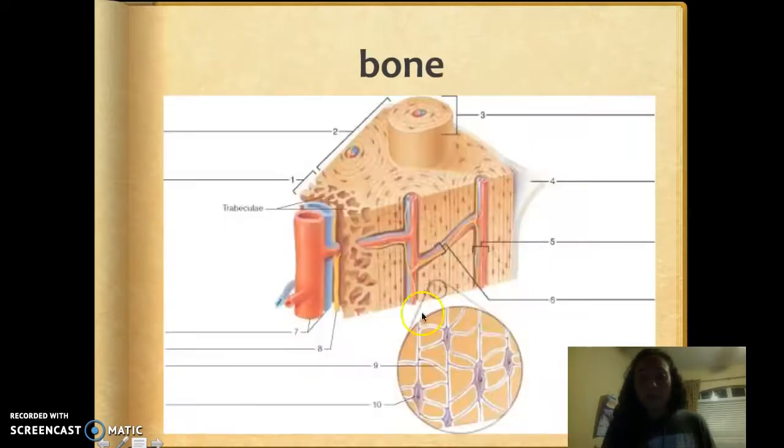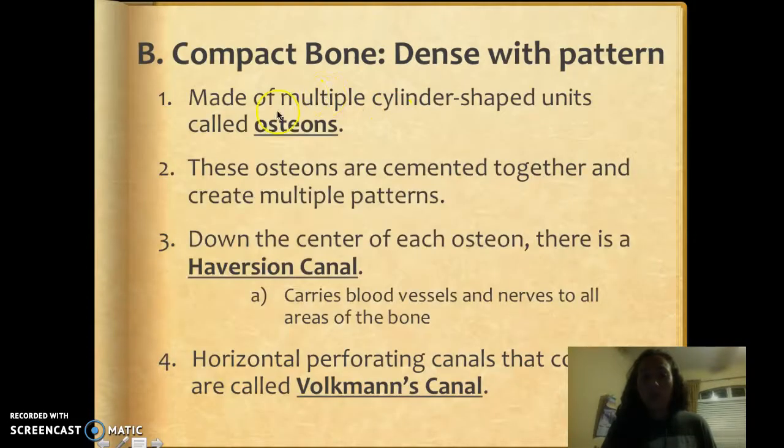Okay, now that we're zoomed in, we're going to zoom out. And when we zoom out, we're going to start with compact bone, because spongy bone we don't have to label as much. There's a lot of space, so we're going to go into the compact bone. What you just saw, all these spiral shapes, each spiral shape made up of all the cells is called an osteon, and they're really cemented together, and they create all these multiple patterns. And when I get back to the diagram, I'll show you that.